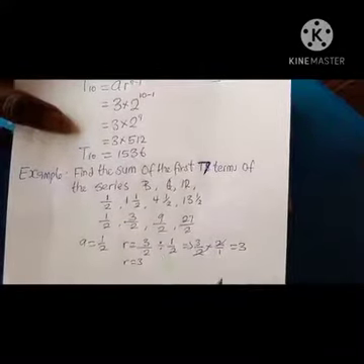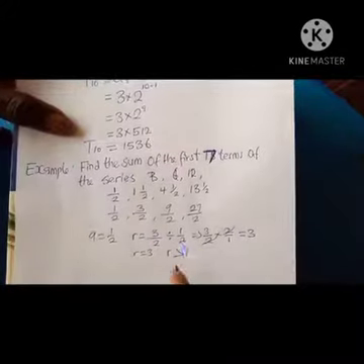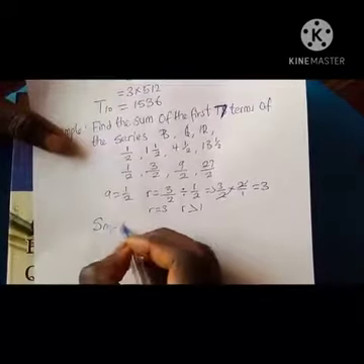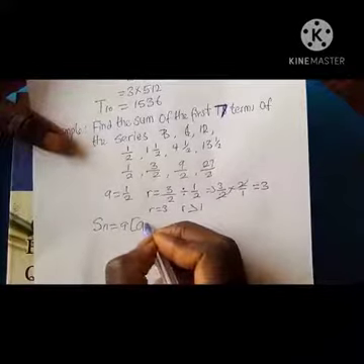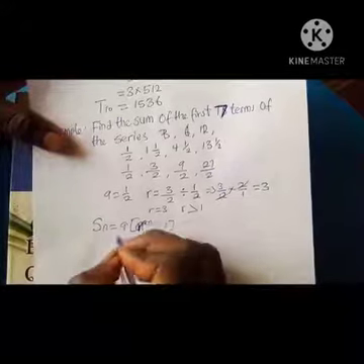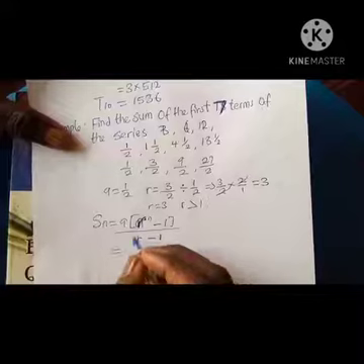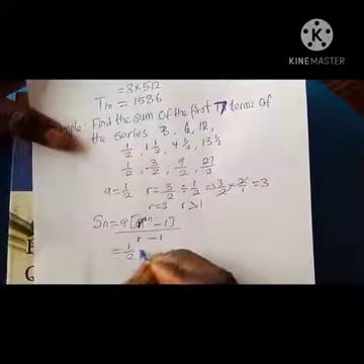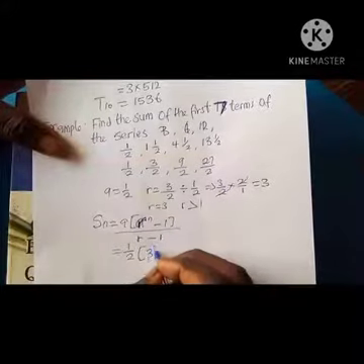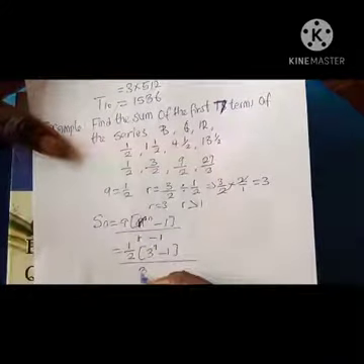Now our r is 3 and it's greater than 1. So we are going to use the formula for r greater than 1, which is Sn is equal to a into bracket r^n minus 1, then over r minus 1. So just input the values. a is 1 over 2 into bracket. What is our r? 3. n is 7. 3 raised to the power of 7, then minus 1. Then we have our r minus 1, which is 3 minus 1.